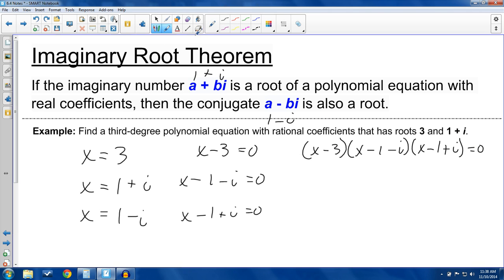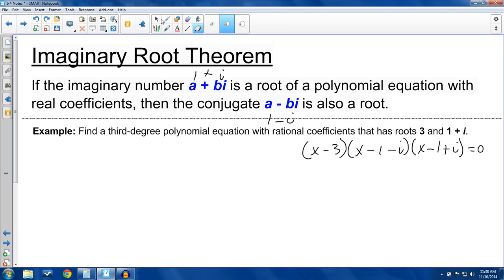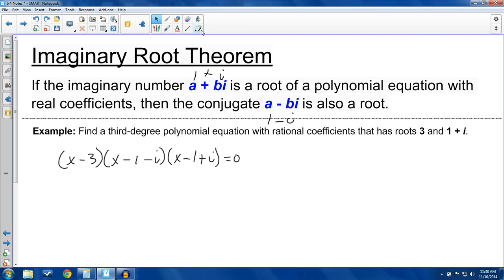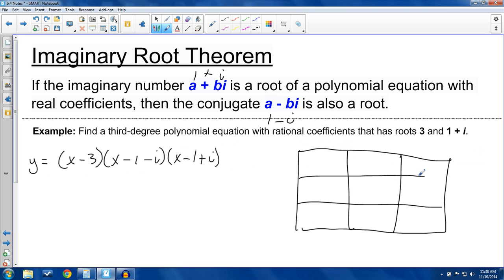Okay? So let's go ahead and take this, and let's start distributing as soon as we write this as a polynomial. So if this equals 0, that means we're trying to write an equation. So this has to be y equals this guy right here. Okay, I'm going to leave x minus 3 alone, and I want to take care of these first here. Let's use a box so you know exactly where I'm going with this. It'll be a 3 by 3. Okay, we'll have x minus 1 minus i and x minus 1 plus i.